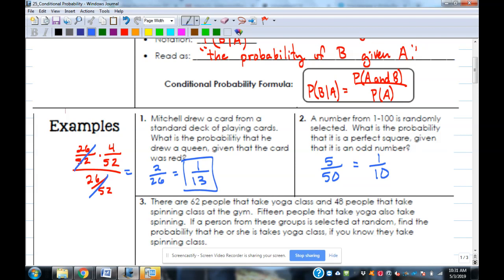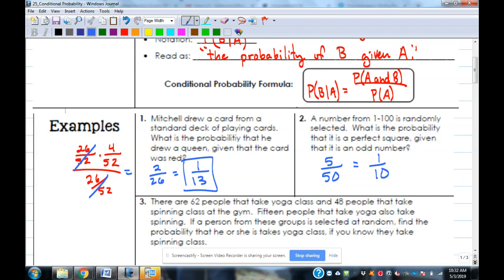You could also do it this way: what's the probability of picking an odd number? Well, it's 50 out of 100. What's the probability of picking a perfect square? 10 out of 100, right? Divided by 50 out of 100. Those cancel each other out, and we got 10 out of 100, which is still 1 out of 10. So the formula gets you the same answer as just doing it logically. I like doing them logically for the simpler problems like this.